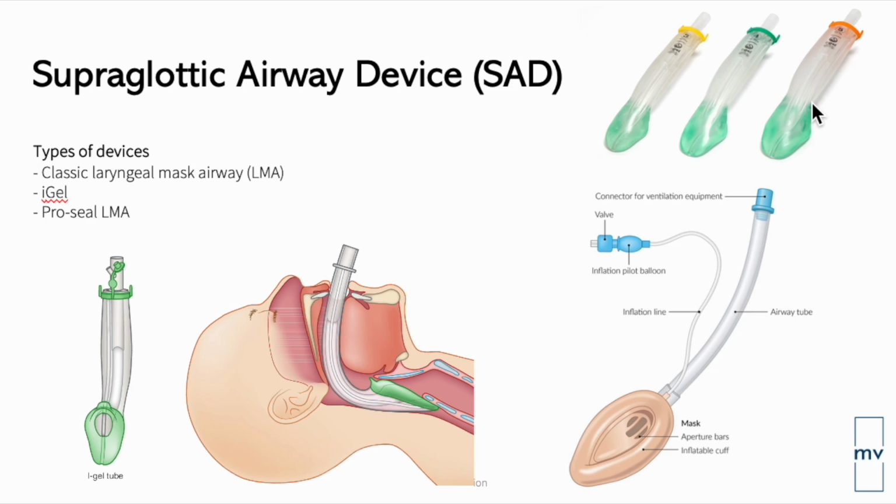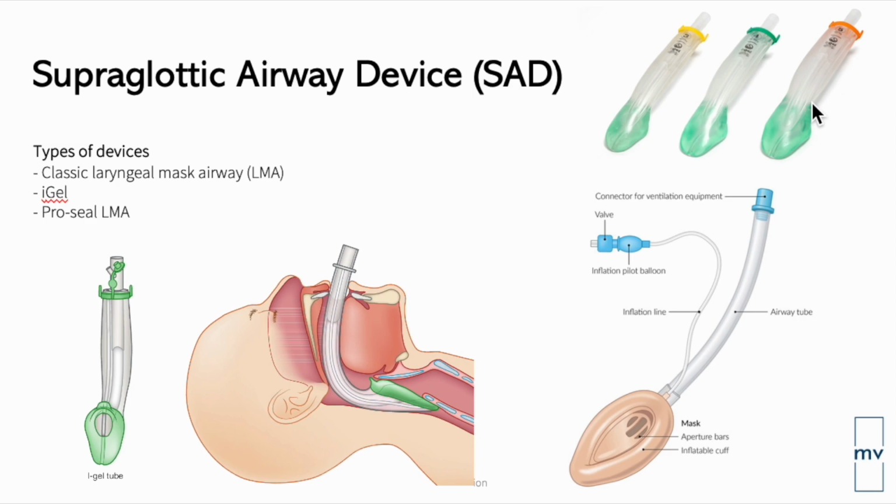We tend to use this a lot outside of hospitals, say for example if an ambulance is bringing the patient in and the paramedics don't intubate, and a Guedel and an NPA is not sufficient, then they might choose to put in a supraglottic airway just on the way to the hospital.